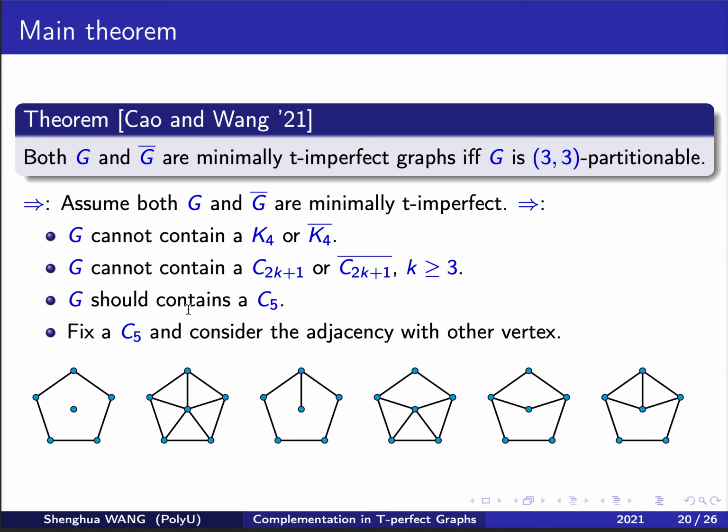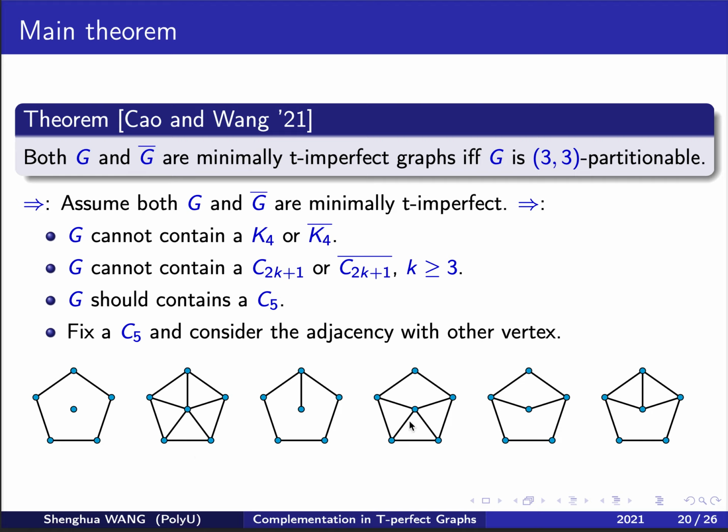Now we know G should contain a 5-cycle. Now fix the 5-cycle and consider the adjacency of the 5-cycle with a vertex outside the 5-cycle. We consider the graph induced by the 5-cycle with a vertex outside it. If this vertex has 5 neighbors on the cycle, then it will form a wheel. Since the wheel is minimally T-imperfect, that's a contradiction.